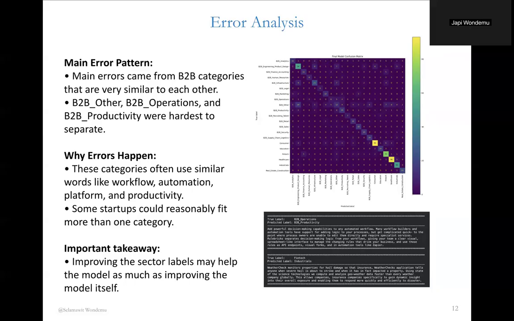Another thing was that some startups could reasonably fit more than one category. A company could be healthcare as well as AI or technology. The important takeaway that I got from looking at the errors is that improving the sector labels may help the model as much as improving the model itself.